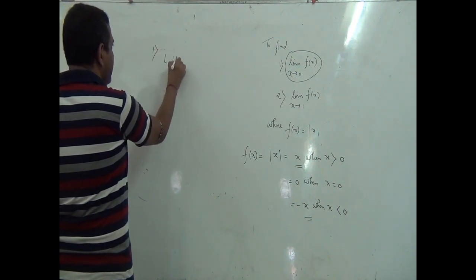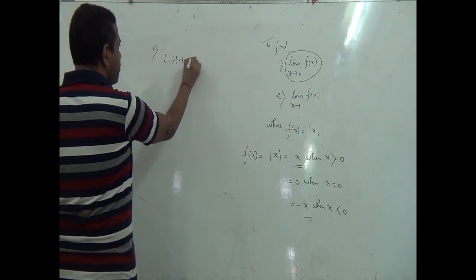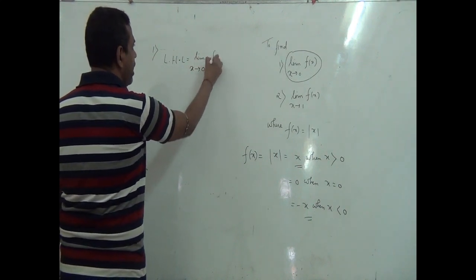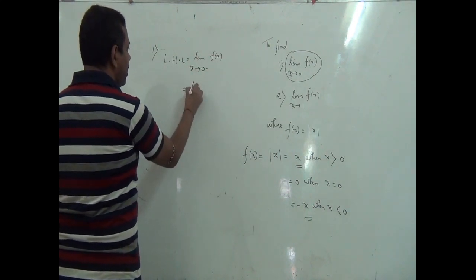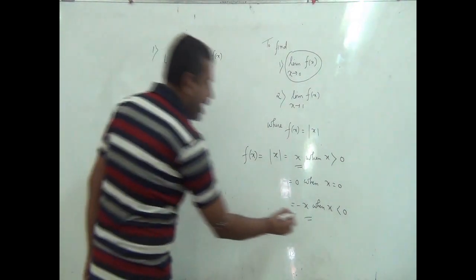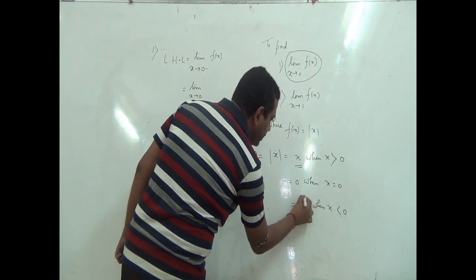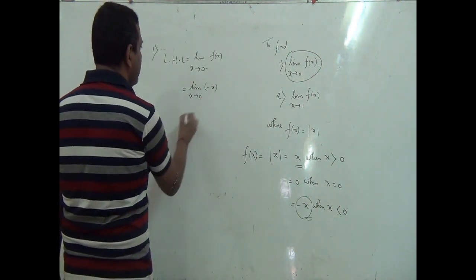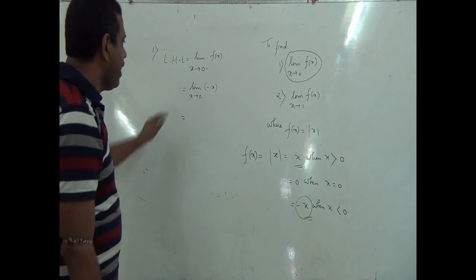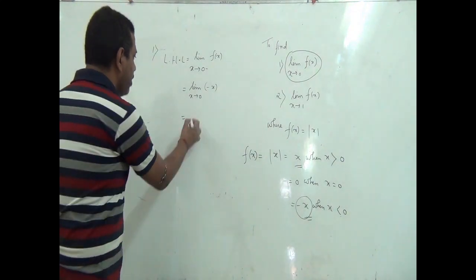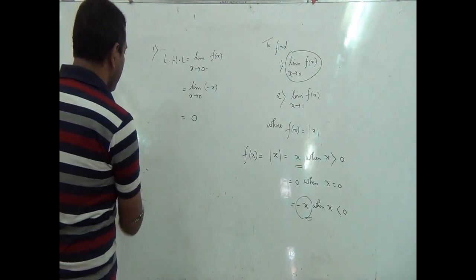We find left hand limit equal to limit x tends to less than 0 f of x. Now, you see our function. When x is less than 0, our f of x is minus x. So we put here minus x. Already we know that when x tends to 0, minus x also tends to 0. So our limiting value is 0.